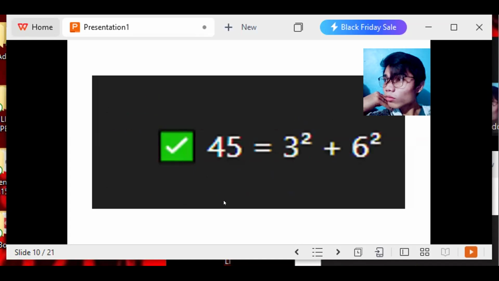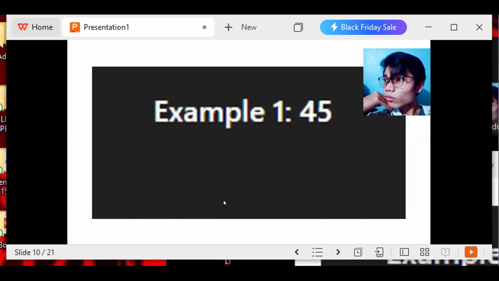So 45 is equal to 3 squared plus 6 squared using our steps. So 3 squared is equal to 9 and 6 squared is equal to 36. So 36 plus 9 is equal to 45. So 45 is the sum of two squares. So I want you to try example number 1. So example number 1, 45. We have our answer, but I want you to try this one on the process. So let's try on our whiteboard.